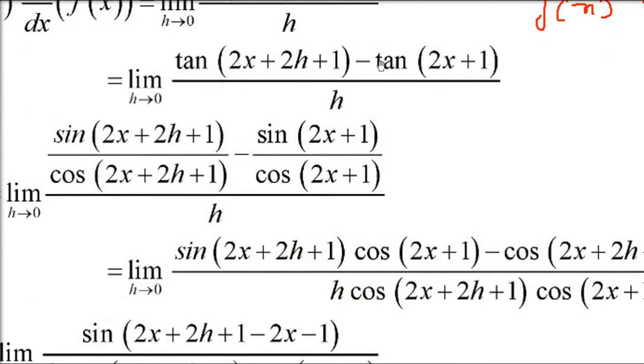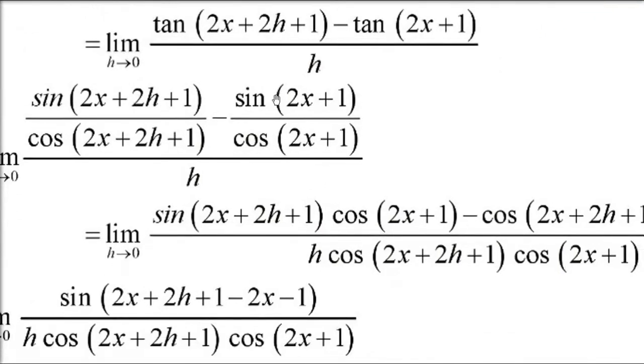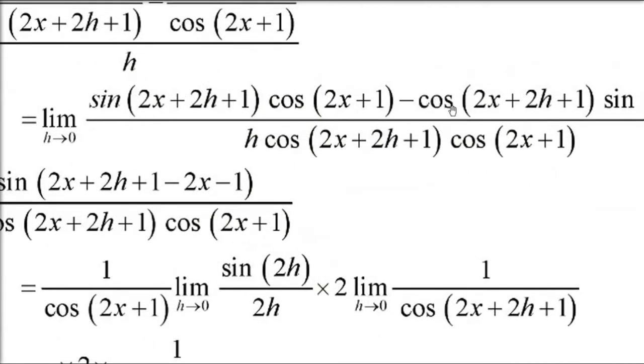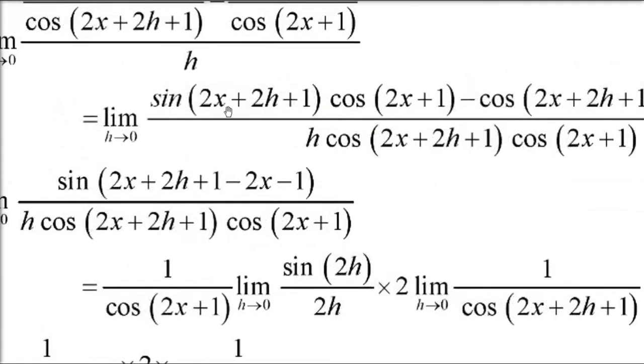So tan(2x+2h+1), now put it as sin by cos. So just take the LCM. sin a cos b minus cos a sin b will come, and cos will be in the denominator. So sin a cos b minus cos a sin b will be sin(a−b). So sin(2x+2h+1 minus 2x minus 1).